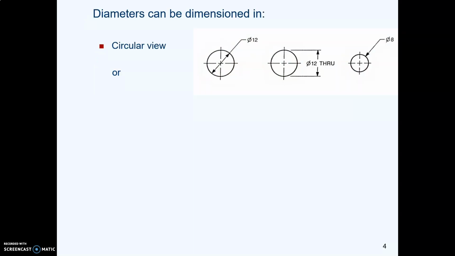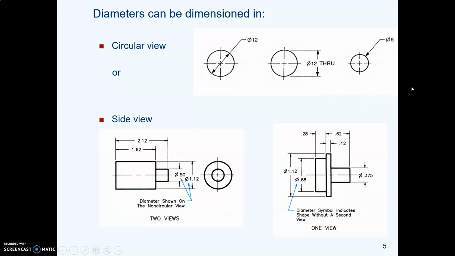When you are dimensioning a circle, you can put your dimension on the view where it looks like a circle, and all of these are acceptable. In fact, I think these might be out of an ASME example. So you can have a dimension that goes all the way through the circle. You can have a linear dimension on the outside of the circle, or you can point at it with what is essentially a leader line.